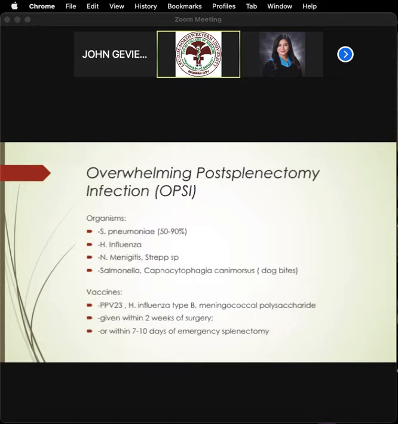So that's why, if the splenectomy is elective, meaning it is scheduled, you can give these vaccines 2 weeks prior. That's the recommendation. But if your patient underwent an emergency splenectomy, you could give your vaccines 2 weeks after splenectomy or within admission. So these are the vaccines that you will give for patients who have undergone splenectomy in order to avoid this OPSI. Remember this, class: the organisms and the vaccines.